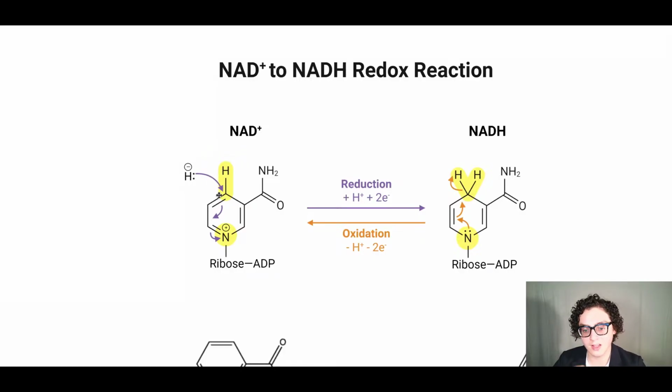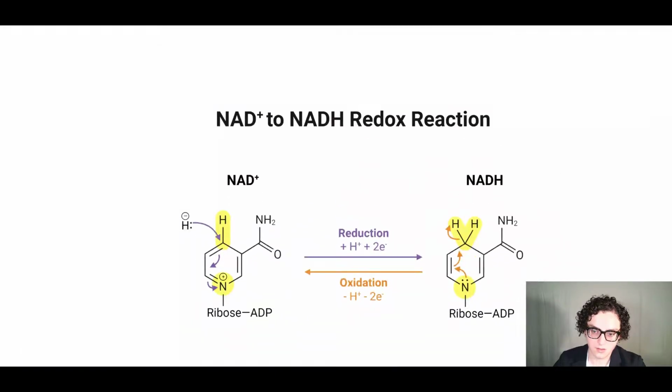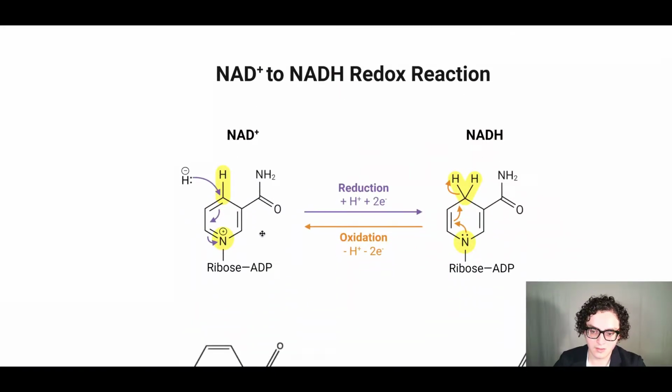That hydride attacks, using organic chemistry terms, the benzene ring on nicotinamide in nicotinamide adenine dinucleotide, in NAD+, and that becomes NADH. So the H adds on, the H gives its electrons, and now this is the reduced form.